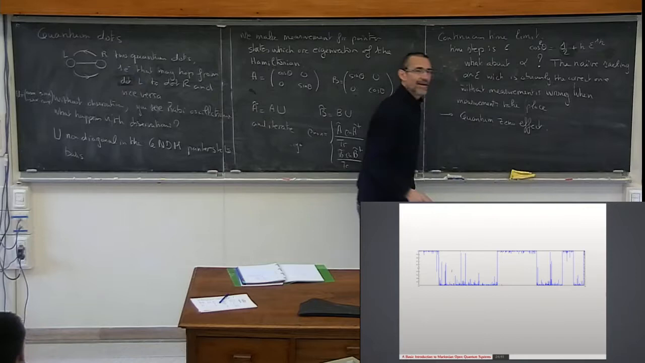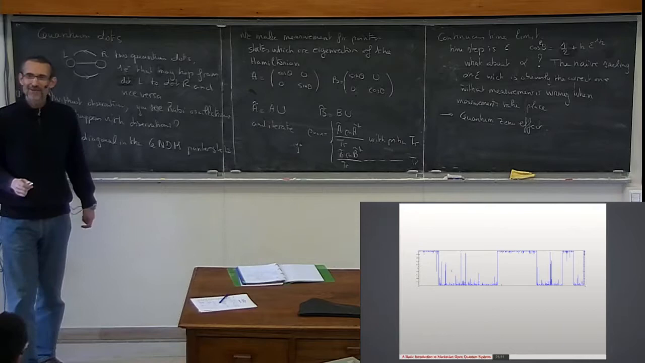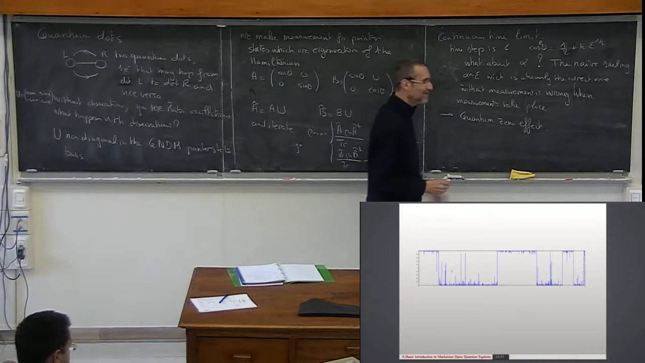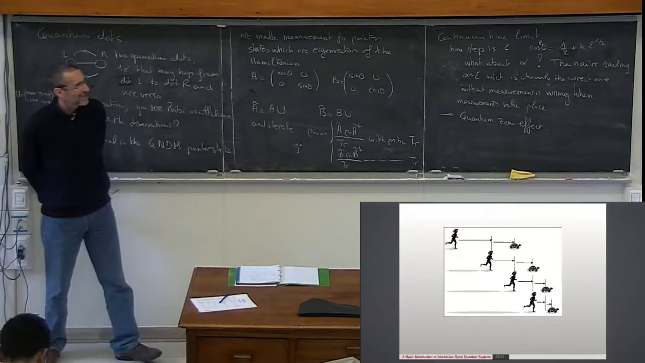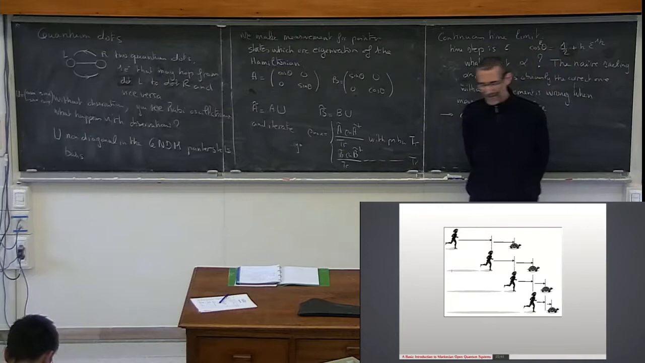So in the audience, is there anyone who heard about the quantum Zeno effect at some point? Okay, a few of you. Okay, fine. What I will say is quite simple about the quantum Zeno effect, but it's okay. So just to remind you, Zeno was a philosopher in old Greece, and he had two arguments to show that motion is impossible.